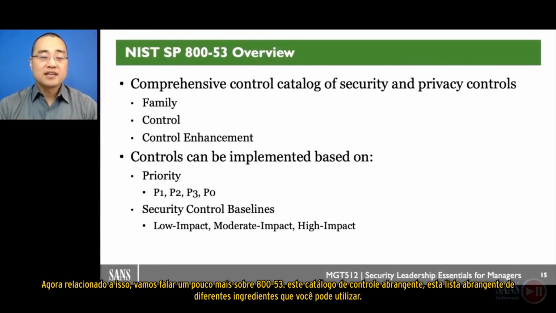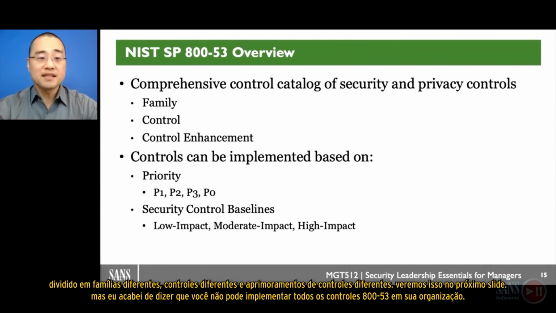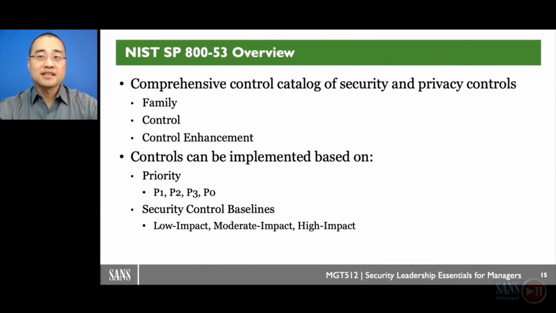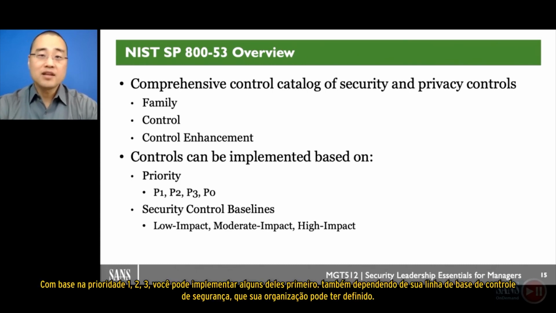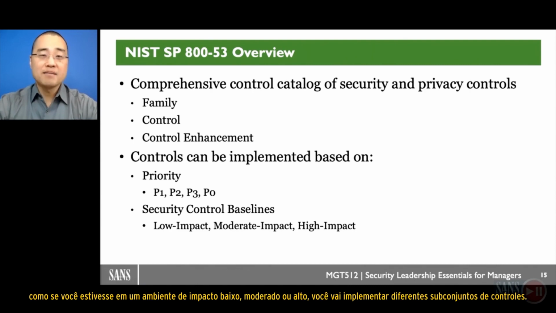Now, related to that, let's talk about 800-53 a little bit more, right? This comprehensive control catalog, this comprehensive list of different ingredients that you could utilize, is broken up into different families, different controls, and different control enhancements. We will see this on the next slide. But I just said that you can't implement all 800-53 controls in your organization. Well, what's a starting point then on what to actually implement? 800-53 and associated documentation defines different priorities. Certain controls have different priorities associated with them, that based on priority 1, 2, 3, you might implement some of those first. Also, depending on your security control baseline that your organization might have defined, if you're in a low impact, moderate, or high impact environment, you're going to implement a different subset of controls.